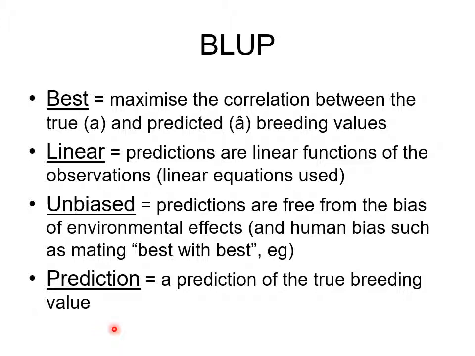So based on the sources of information that we have just talked about, pedigree information, observations as a deviation from the contemporary group mean, and the additive variance as a percentage or a part of the total variance. That is being used to predict how the progeny of two animals will differ in the next generation.